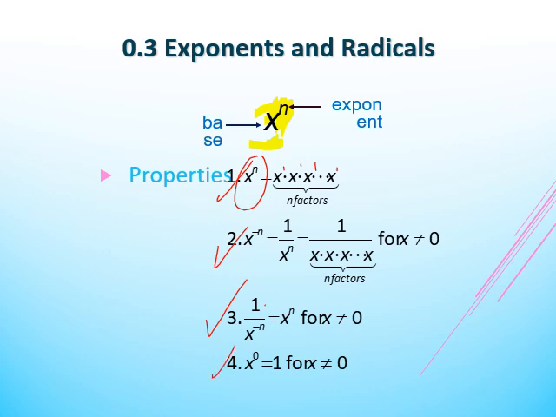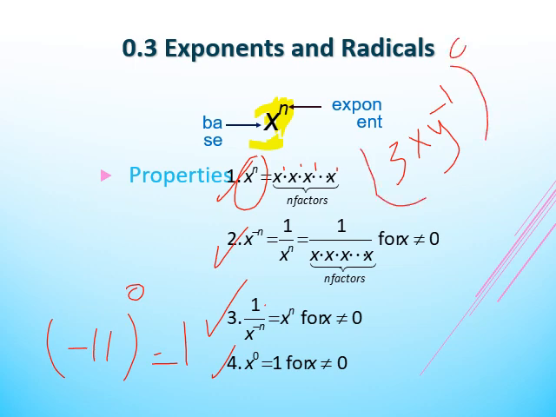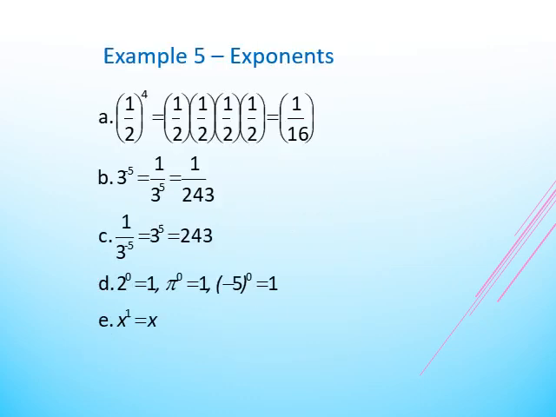Finally, the most important rule in the exponent also, which is x to the power 0 equals 1. Any number to the power 0 equals 1. 11 or a negative number all to the power 0 equals 1. 3xy to the power negative 1, all to the power 0, equals 1. Any number to the power 0 equals 1.